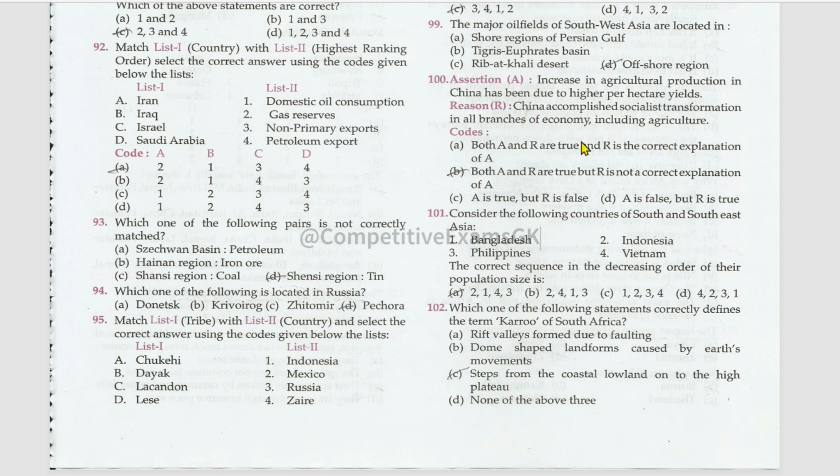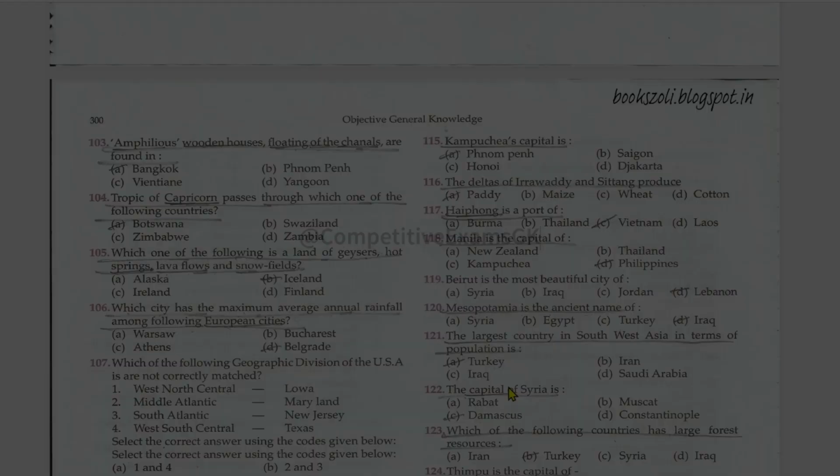But reason is not the correct explanation for assertion. Consider the following countries of South and Southeast Asia. The correct sequence of descending order of their population size is Indonesia, Bangladesh, Vietnam, then Philippines. Which one of the following statements correctly defines the term Karoo of South Africa? Steps from the coastal lowland onto the high plateau.